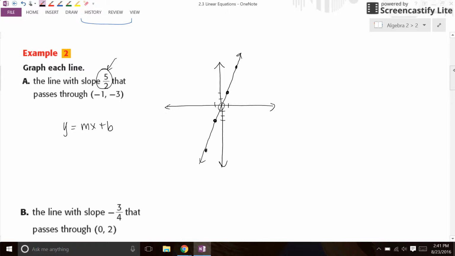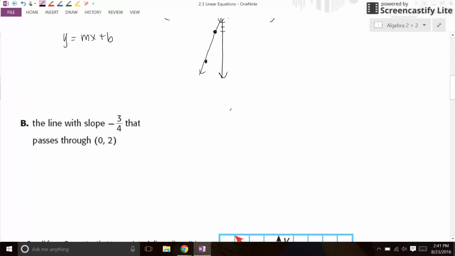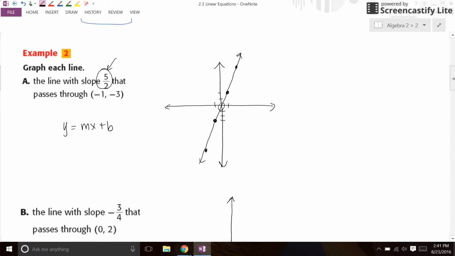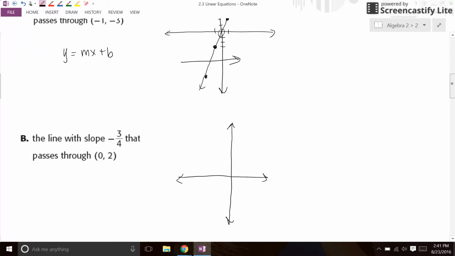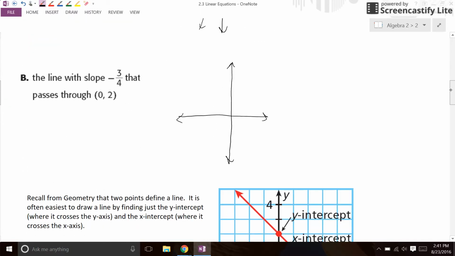They give me a slope and they give me another point. So I'm going to do the exact same thing. Notice the slope is negative this time. And we should talk about that. If you read a graph like you read a book, left to right, so you read it this way, if it's going uphill, it has a positive slope. If it's going downhill, it has a negative slope. So that one had a positive slope, and my graph could show that.